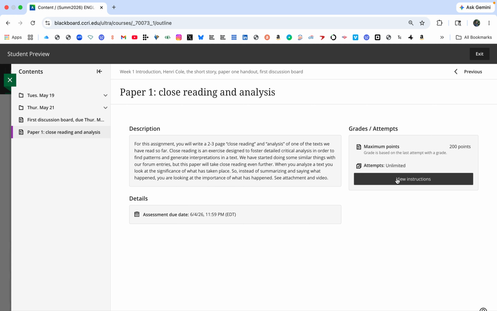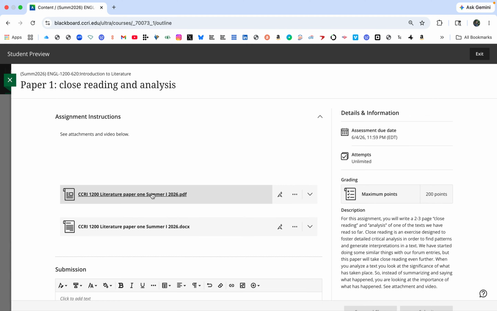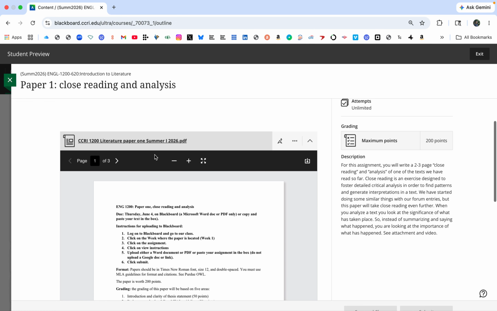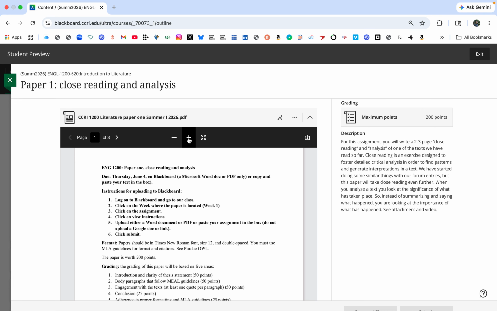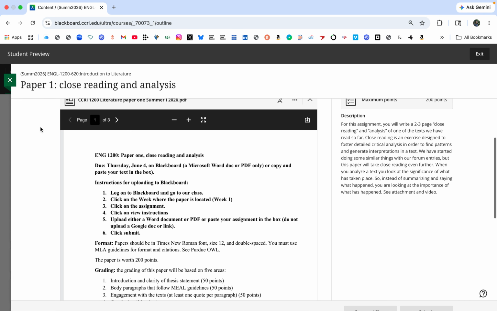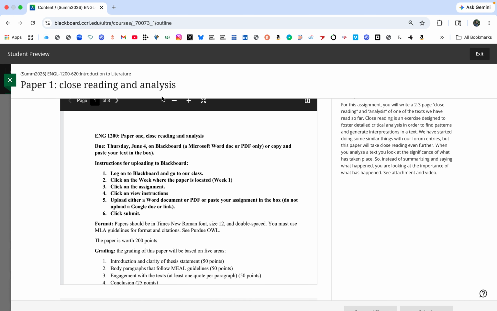So let's view instructions. You click on view instructions, and this will bring up the handouts. So you'll click on one of these. And all right, let's closely look at the assignment. Close reading analysis. This is due Thursday, June 4th on Blackboard, Microsoft Word doc or PDF only. Don't upload a link. I can't open a link. Or copy and paste your text in the box.